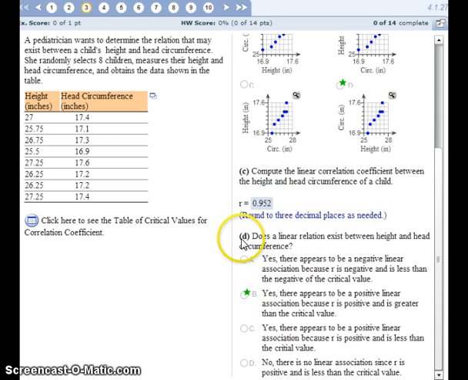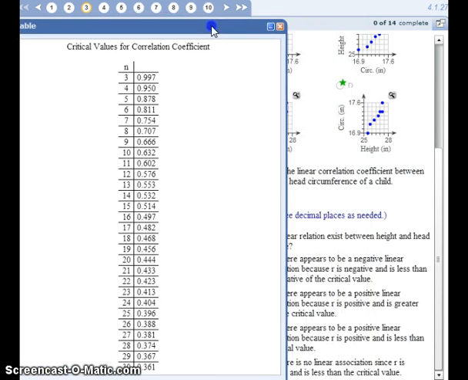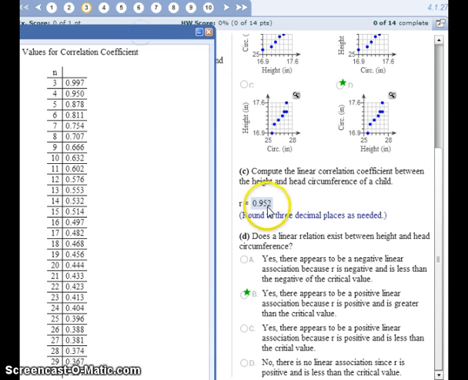And then for part D, look at your table of critical values. And notice there were 8 children. There are 8 rows in the table. So when your data is of size 8, we want our correlation coefficient to be bigger than 0.707. And if it is, then we'll say the linear relationship seems to exist. So 0.707 was our target, and we had 0.952, which is larger. So there does appear to be a linear relationship, and it's a positive one.